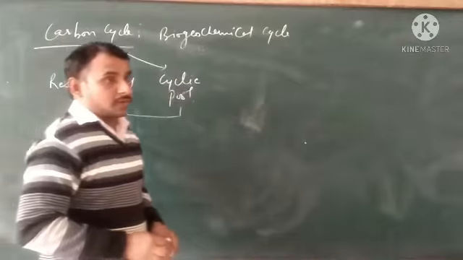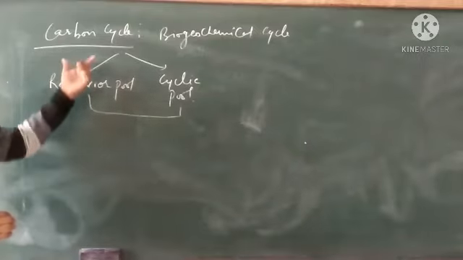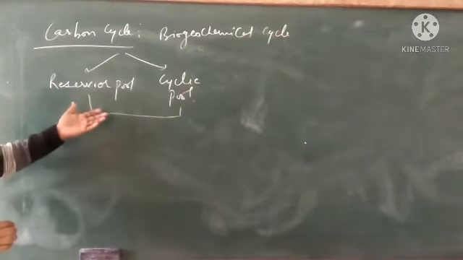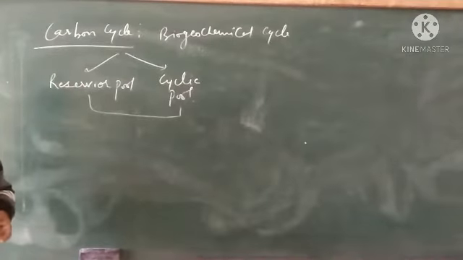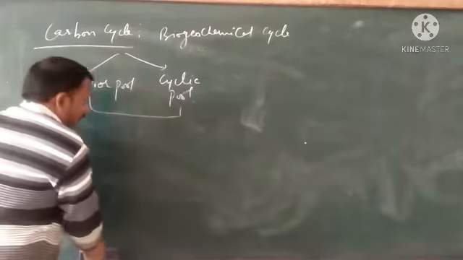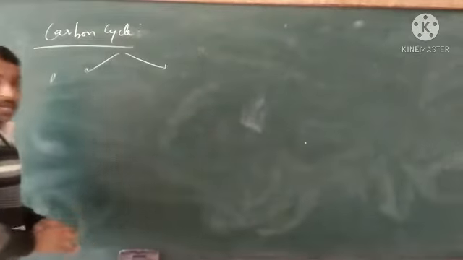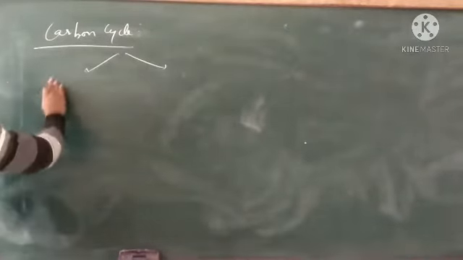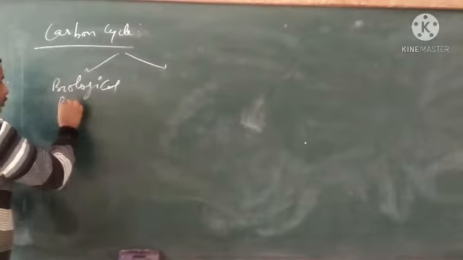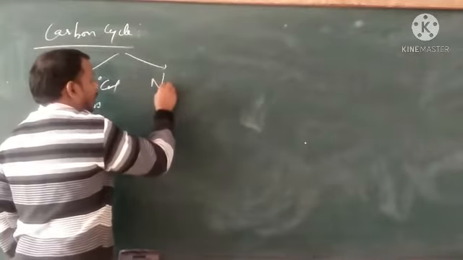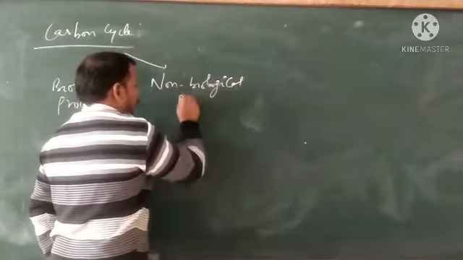And if we discuss the fixation of carbon in the atmosphere, or basically the carbon cycle, there are two ways of fixation of carbon. It means carbon is basically fixed by biological processes and non-biological processes.